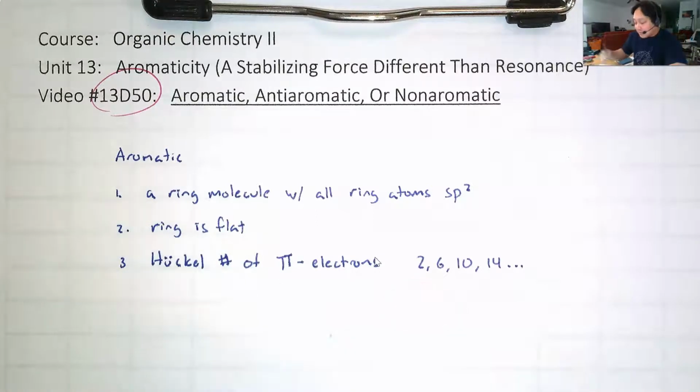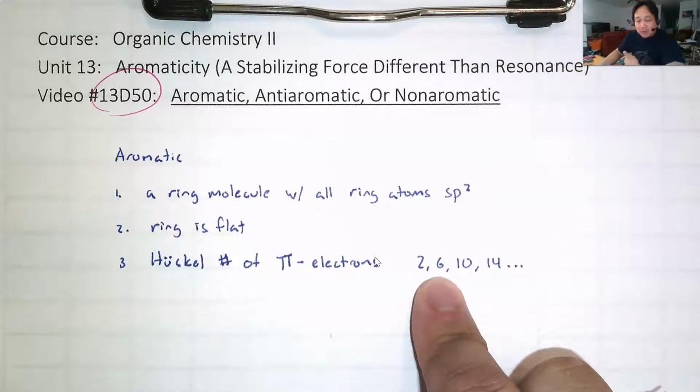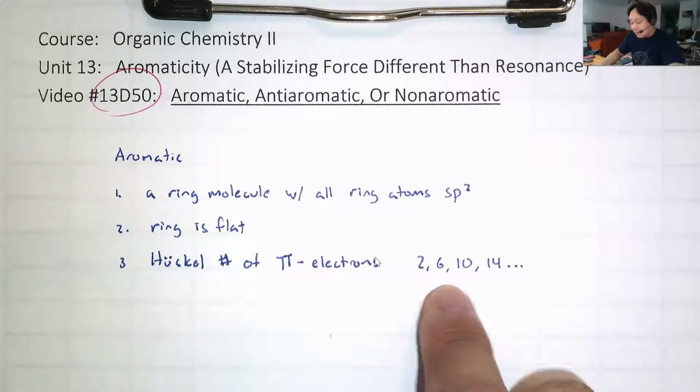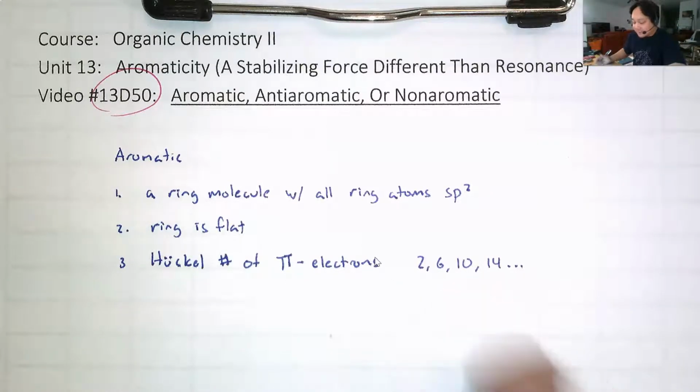Okay, so that's benzene, right? If you need to quickly recall a Huckel number, 6 is a Huckel number because benzene has 6 pi electrons. And just add 4 to that, 10, another 4, 14. Okay?